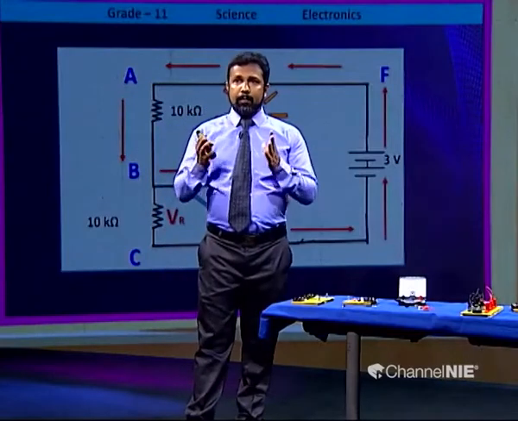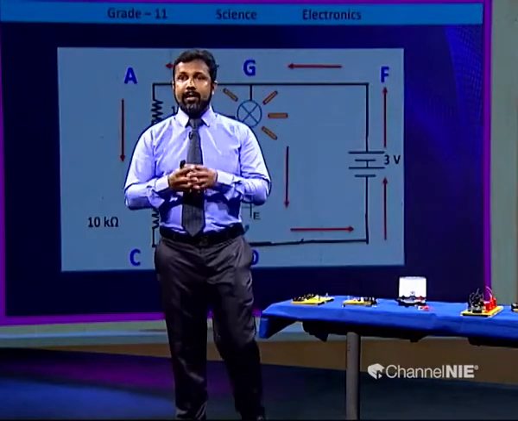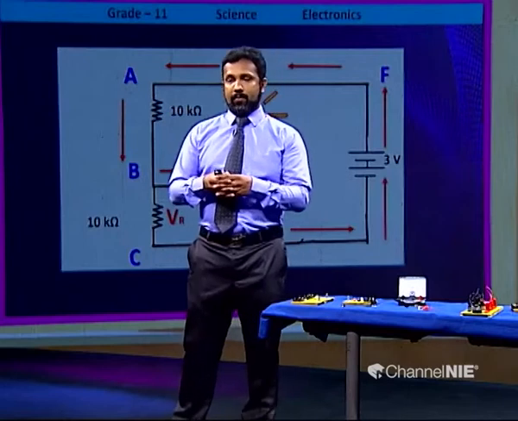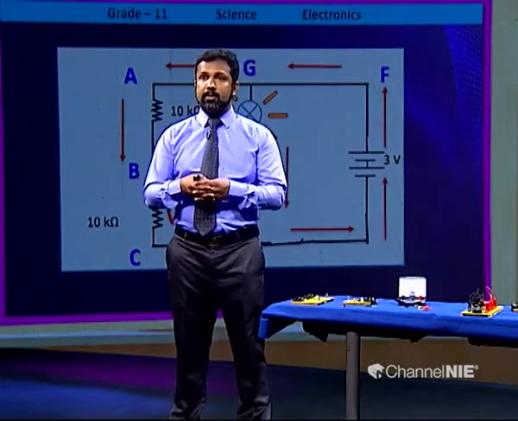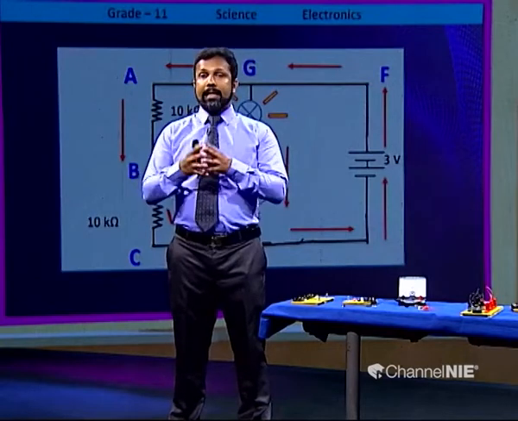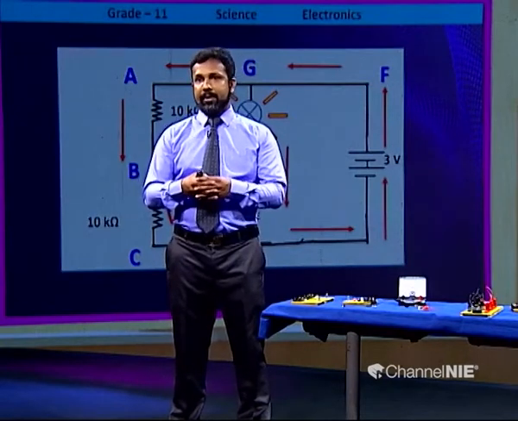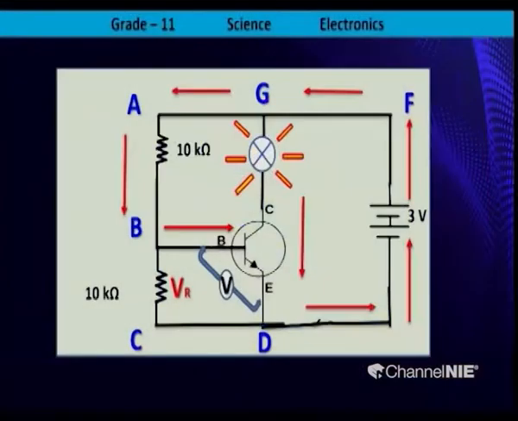Bulb glows because collector current passes through the bulb. Here, a considerable amount of current passes. As I told you earlier, it is milliampere range current, so the bulb glows. Right. Before arriving at a conclusion, let's do the activity.